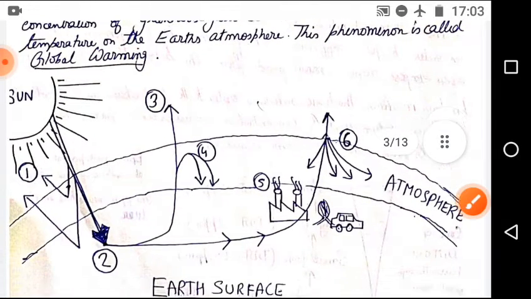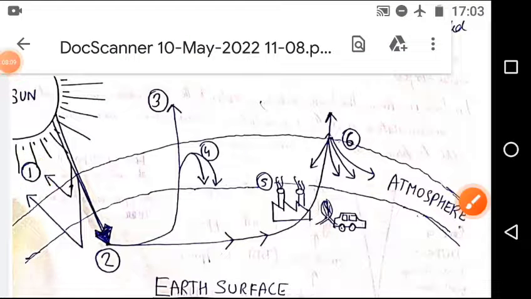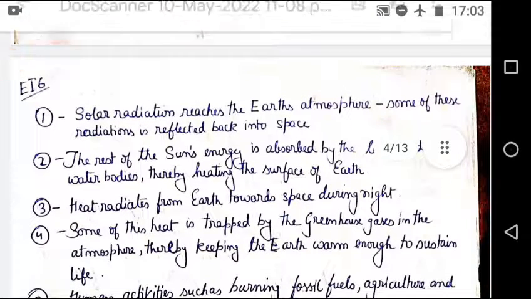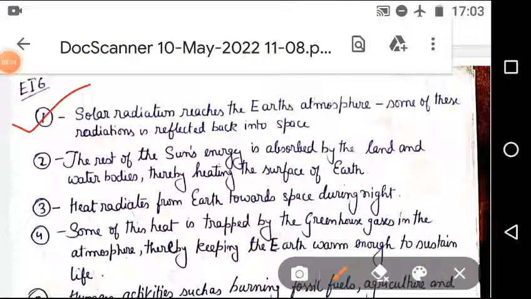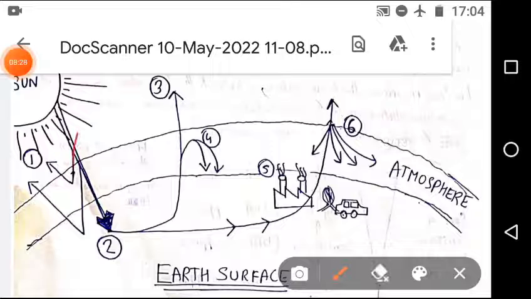So this is the diagram that I have mentioned here a little bit. The numbering has been given, which is explained on the next page. See number 1, what it is saying. Number 1 is the solar radiation which reaches the earth's atmosphere, and some of these radiations are reflected back into space. So you can see in number 1 that some of the radiation escapes back to space.